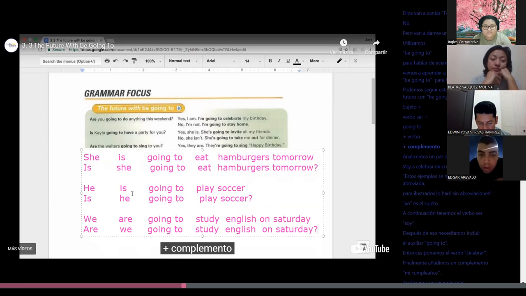Y como hablamos, estas son las preguntas con el verbo be, que nos preguntan, ¿cuáles respuestas vamos a dar con yes estas? Or yes, not. Or no, right? Exactly. All right. Entonces ahora let's check.